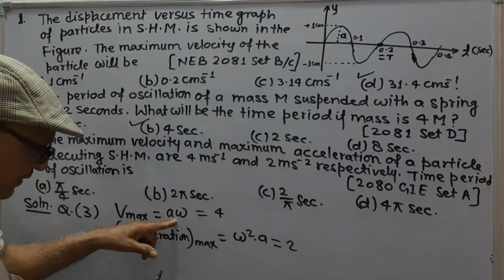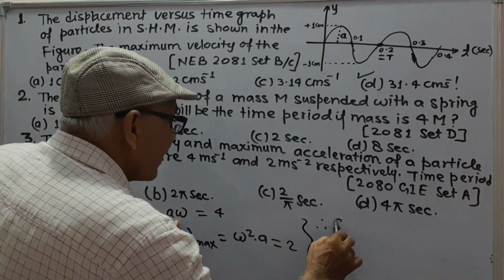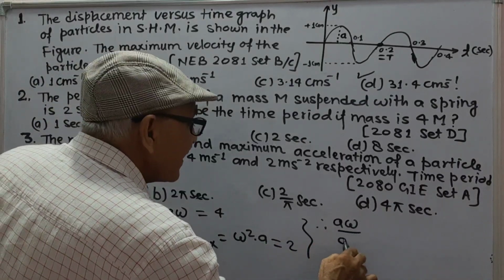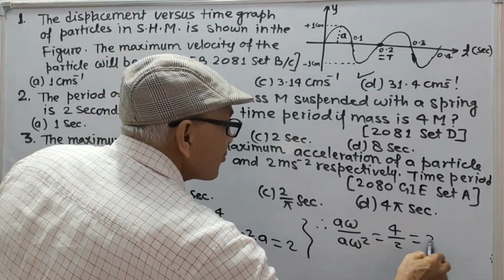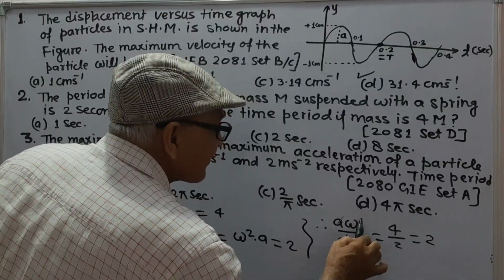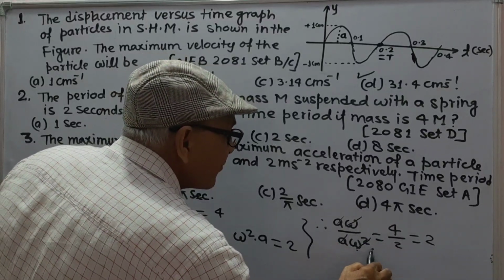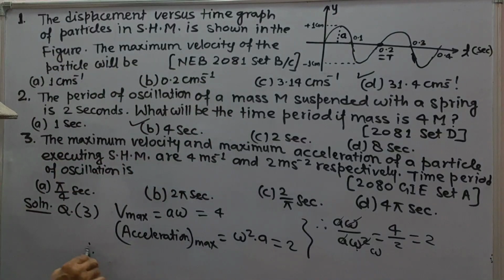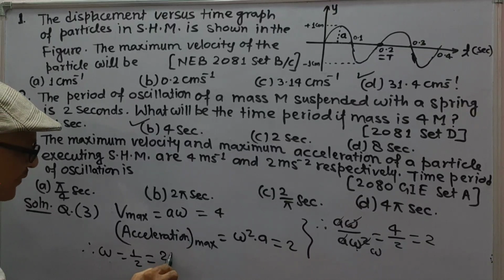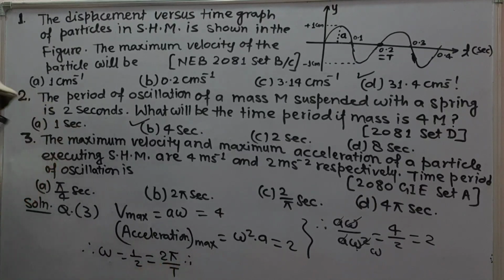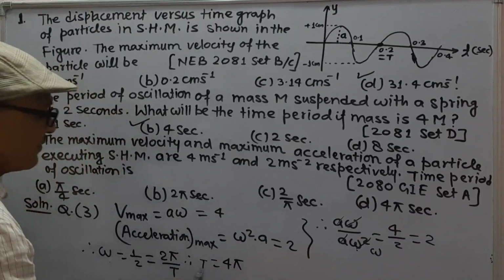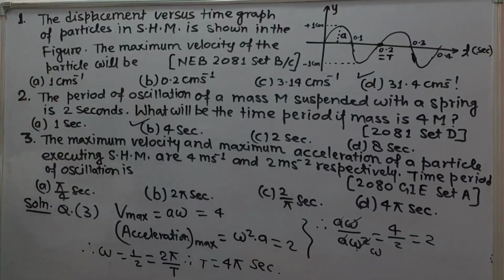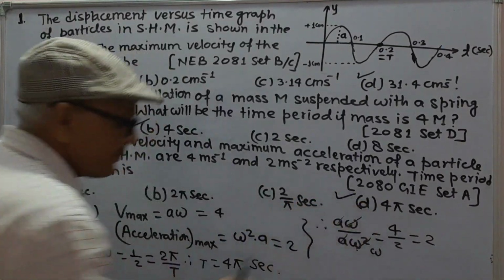Therefore, A omega upon A omega square will be equal to 4 upon 2, which is 2. Here A cancels out and omega cancels out, which gives omega as 1 upon 2, and omega is 2 pi by T. Therefore, T will be equal to 2 into 2 pi, which means 4 pi second. So the correct option will be D.